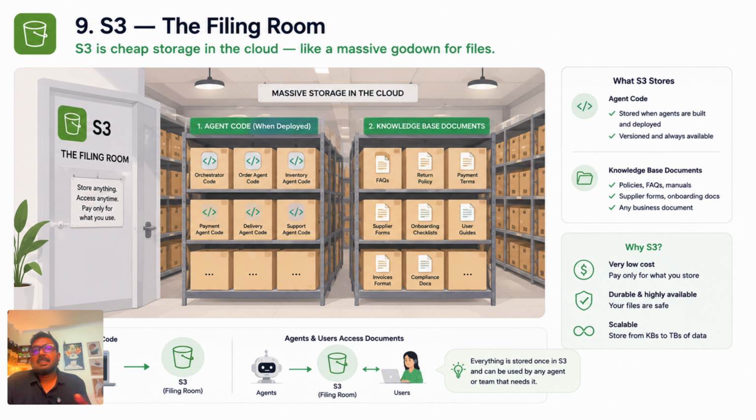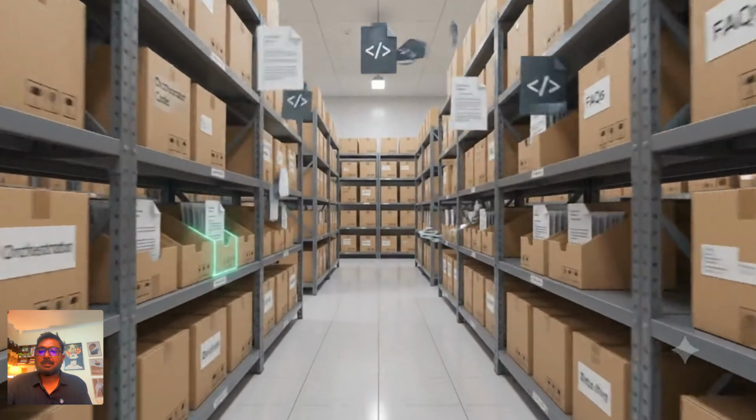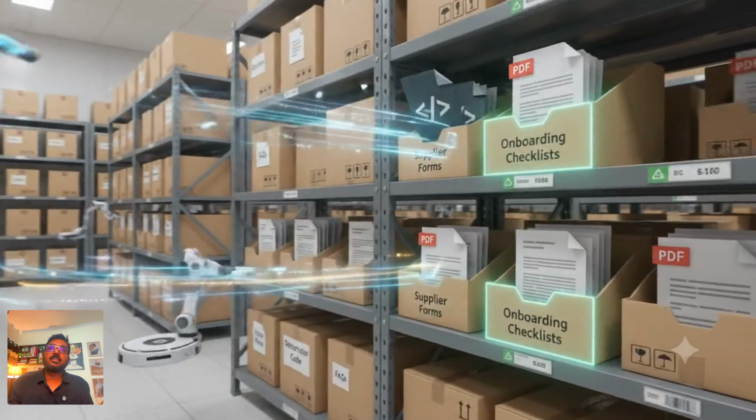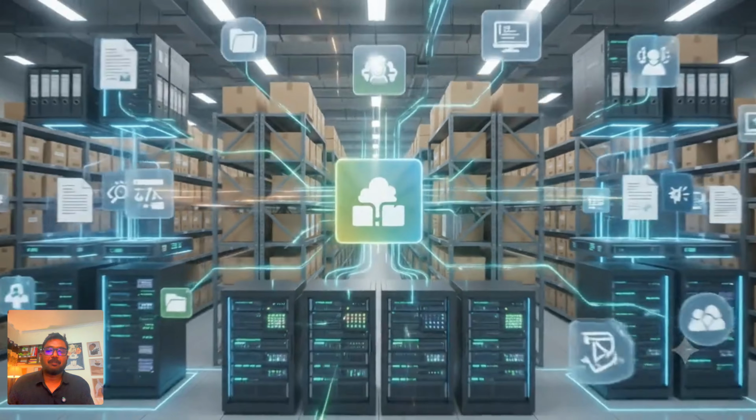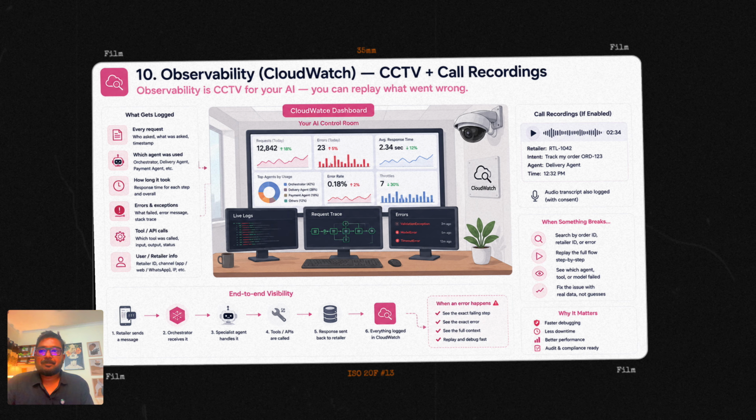If we talk about S3, it's used to save, let's say, the agent code. When we deploy the agent code, it has to be in a zip and stored somewhere, like the data, the FAQ, policy data, the onboarding checklist PDF, the user guide PDF, the payment terms PDF. All this information has to be stored inside an S3 bucket. You can think of it like a massive godown of different types of files that we store, right?